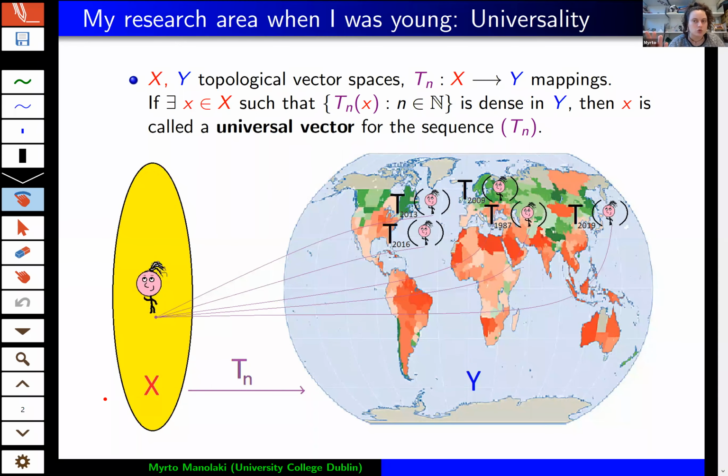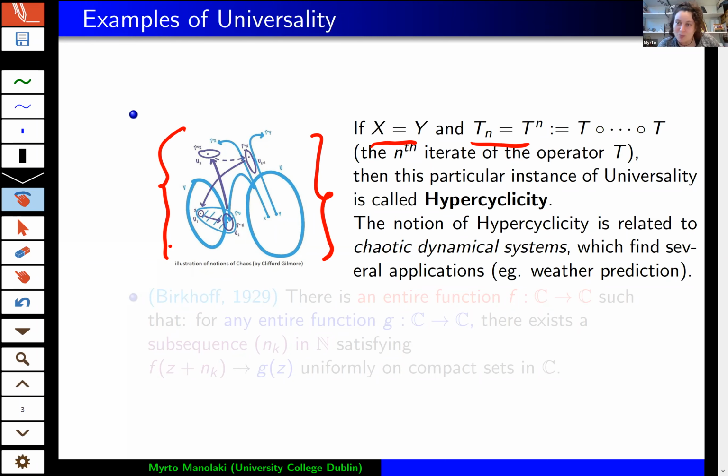I have a mathematical friend, Cliff Gilmore, who works on this subject. In his PhD, among other things that he proved, he managed to capture the definition of a chaotic dynamical system in a diagram with a bicycle. He's a fanatical cyclist, but also a hypercyclist, so he combined these two in a beautiful way. I can explain the definition of chaos later if you wish. But anyway, hypercyclicity is a broad area, but to be honest, I don't work in hypercyclicity.